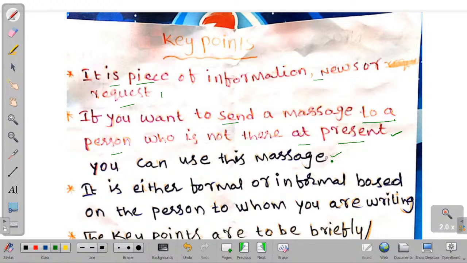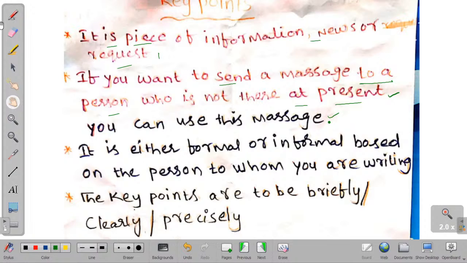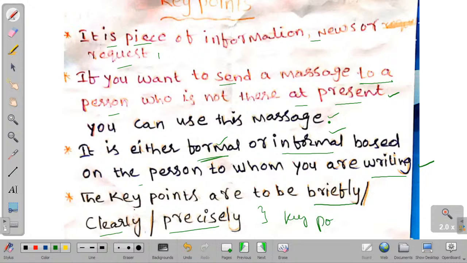It is either formal or informal based on the person to whom we are writing. The message can be written either formal or informal based on the person whom we are writing. When we are writing a message, the points should be written briefly, clearly, precisely. These are the key points to understand what is message. I think with these 3 points you understood what is message.